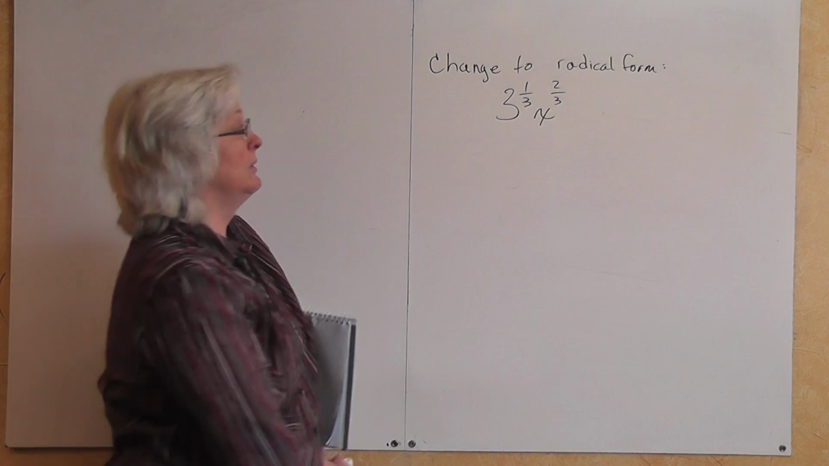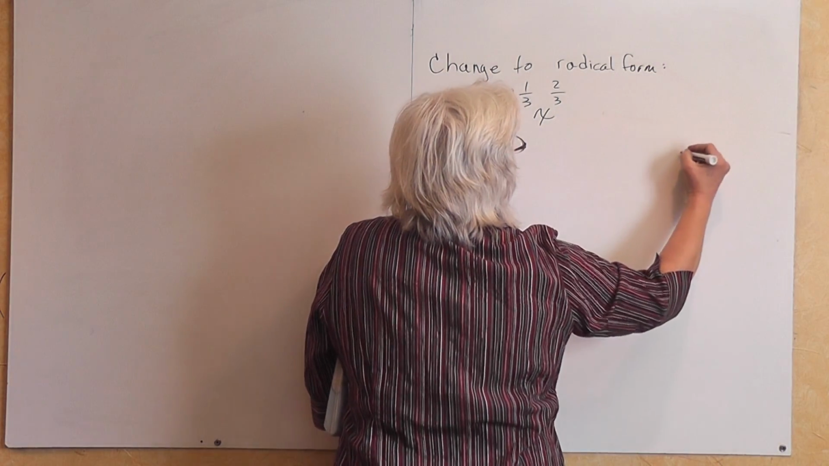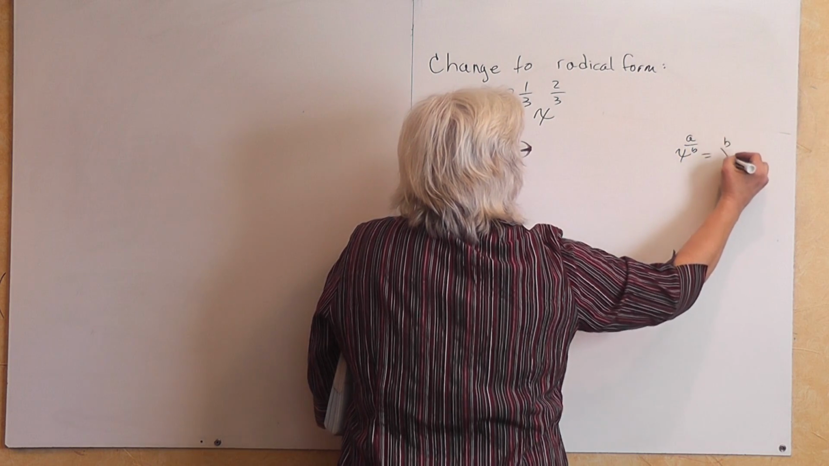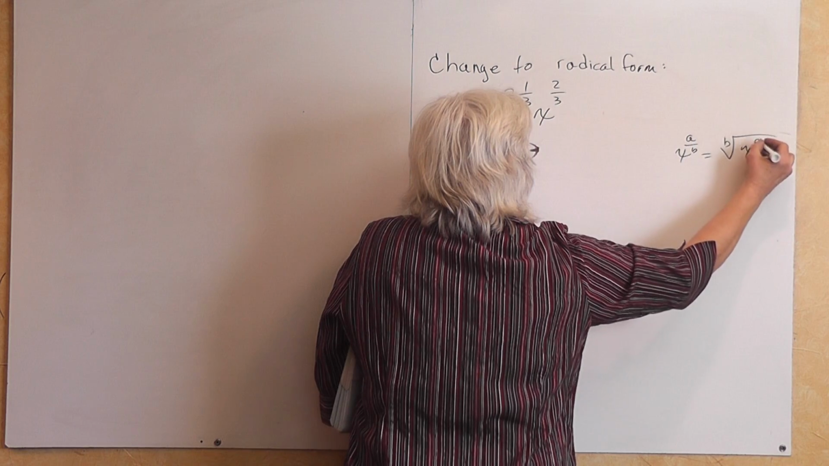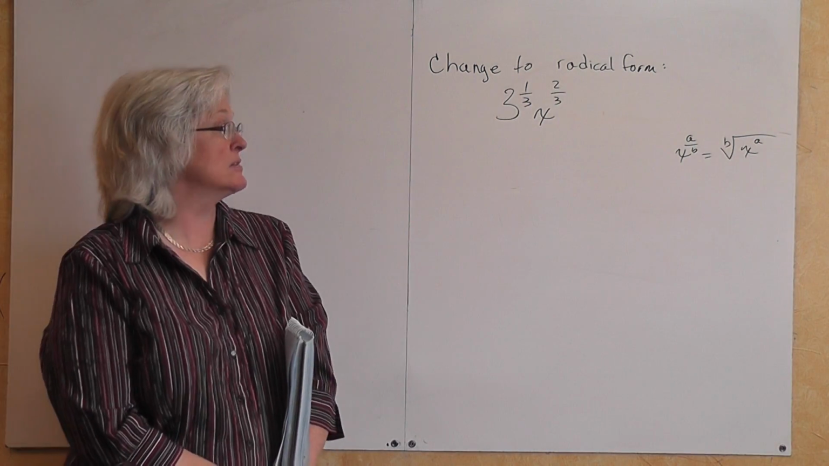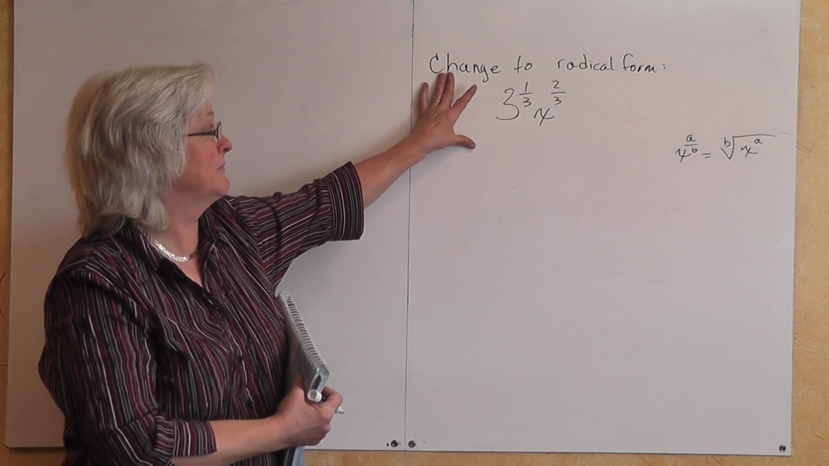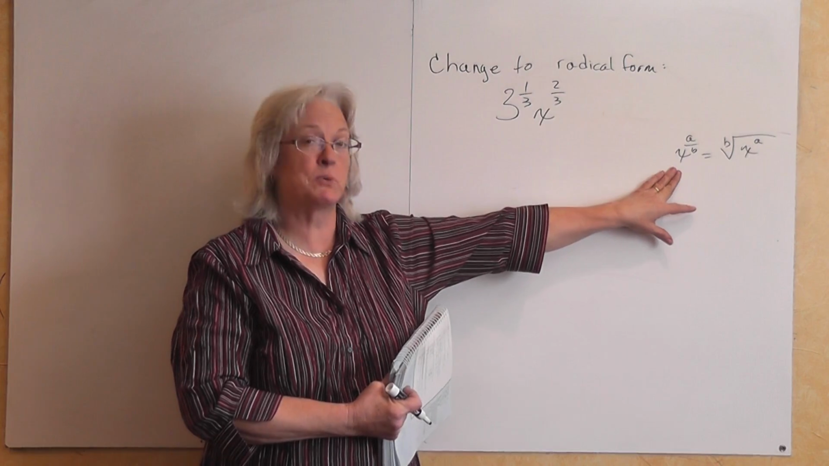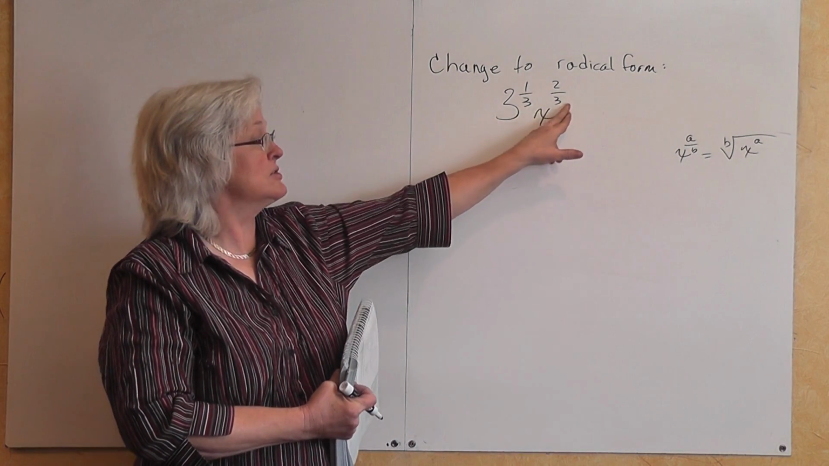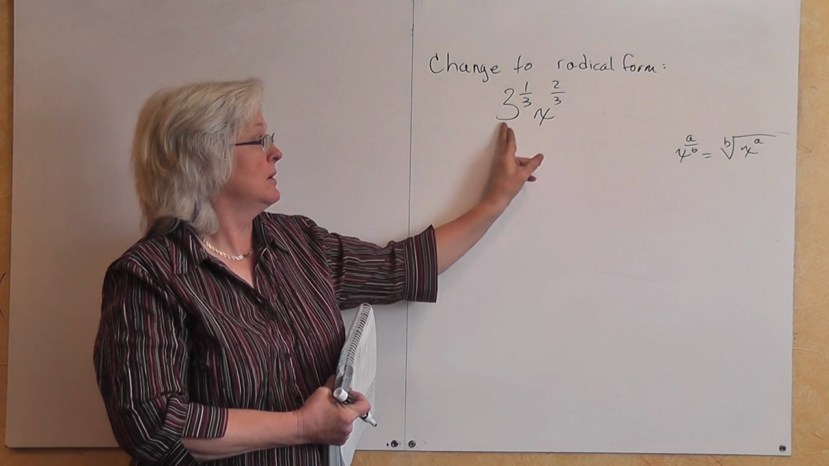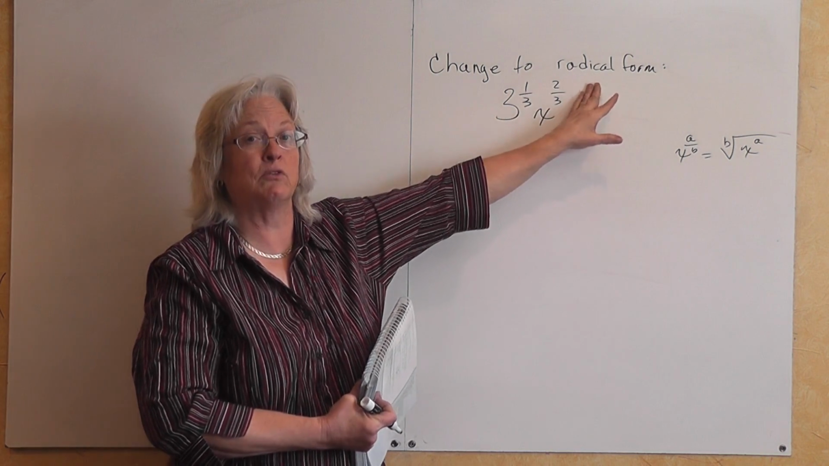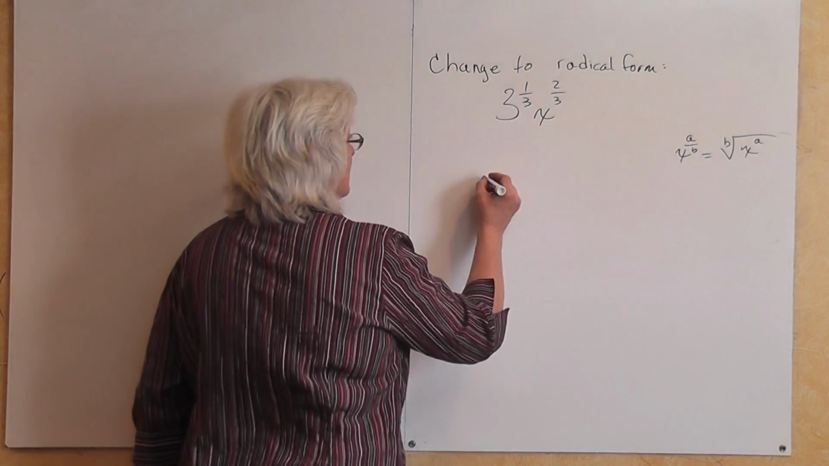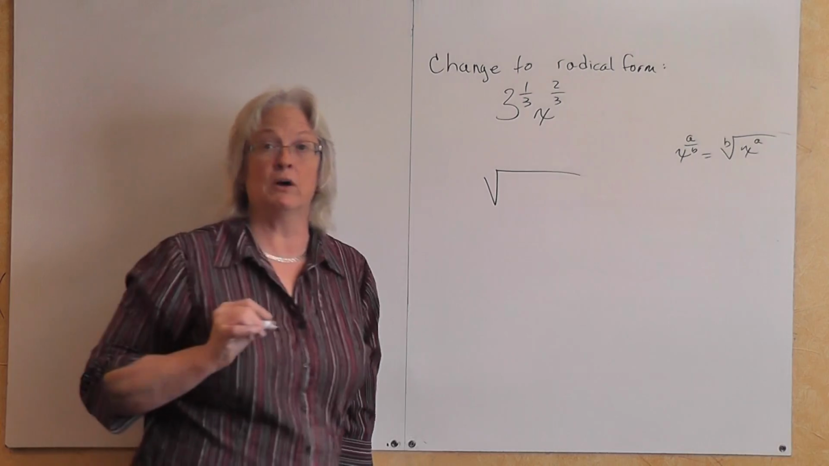Do you remember that x to the a over b is equal to the bth root of x to the a? So which one of these two forms do we have? We have our fractional exponential notation, don't we? Fractions as exponents. And we want to change it to radical form. We want it to look like this. Okay, so we know we're going to have a radical symbol in here somewhere, don't we?